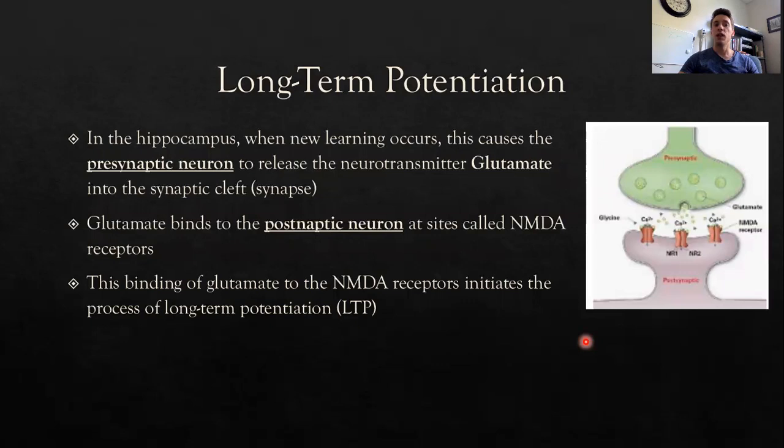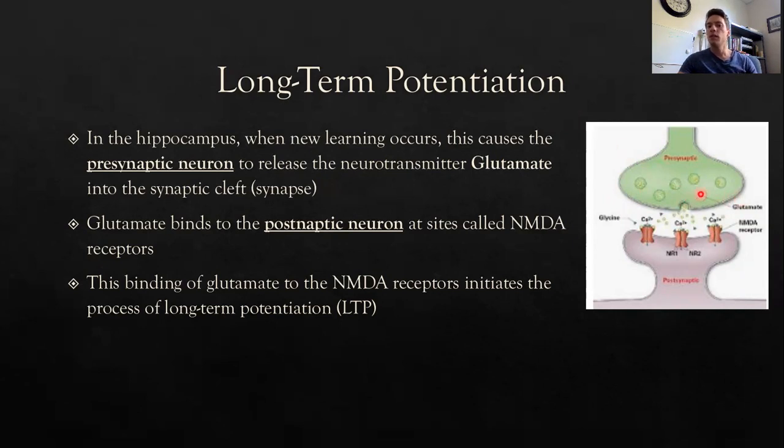So long-term potentiation is a process that occurs in the hippocampus, and when new learning occurs, the presynaptic neuron is excited, meaning that it reaches a threshold level of activation of electrical stimulation that causes it to release neurotransmitters into the synapse, or what's referred to as the synaptic cleft between it and its postsynaptic neuron companion. And in particular, the neurotransmitter that is released that underlies learning is glutamate.